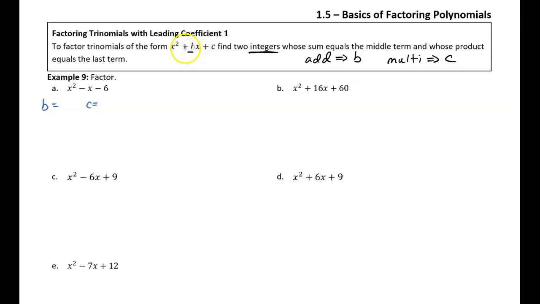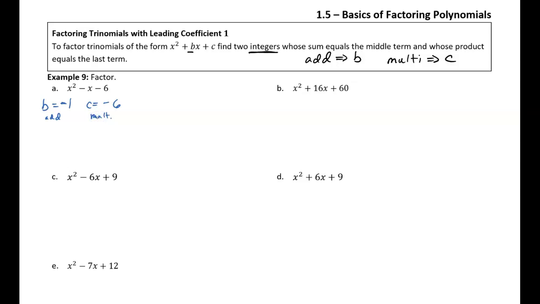The b value is the coefficient, the number in front of the x term. So what do I have in front of my x term here? I have a negative, which means that there's a negative 1, right? That subtraction is a negative 1, really. Then my c value over here is negative 6. So I'm looking for then 2 numbers that add to give me negative 1, but when I multiply them, I get negative 6.